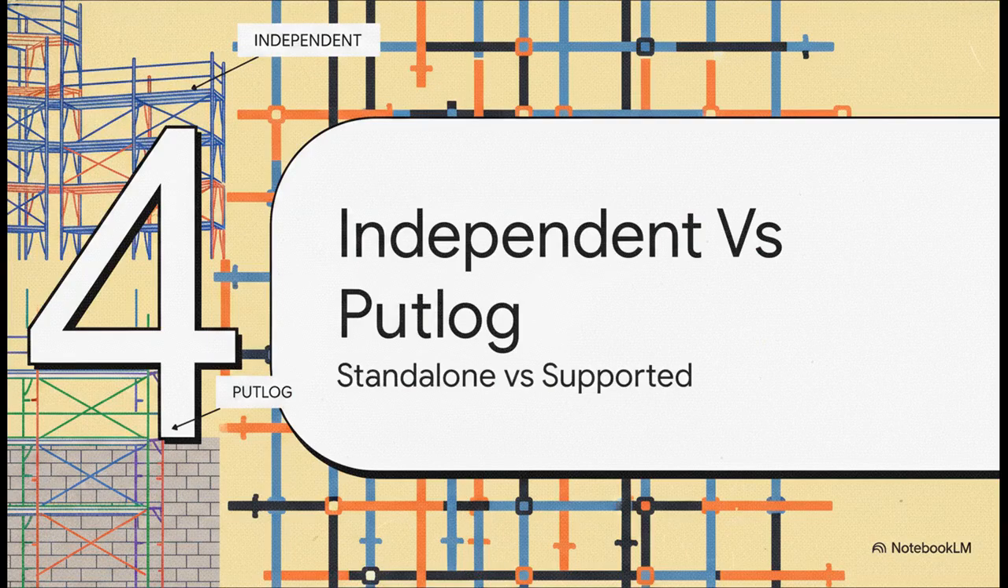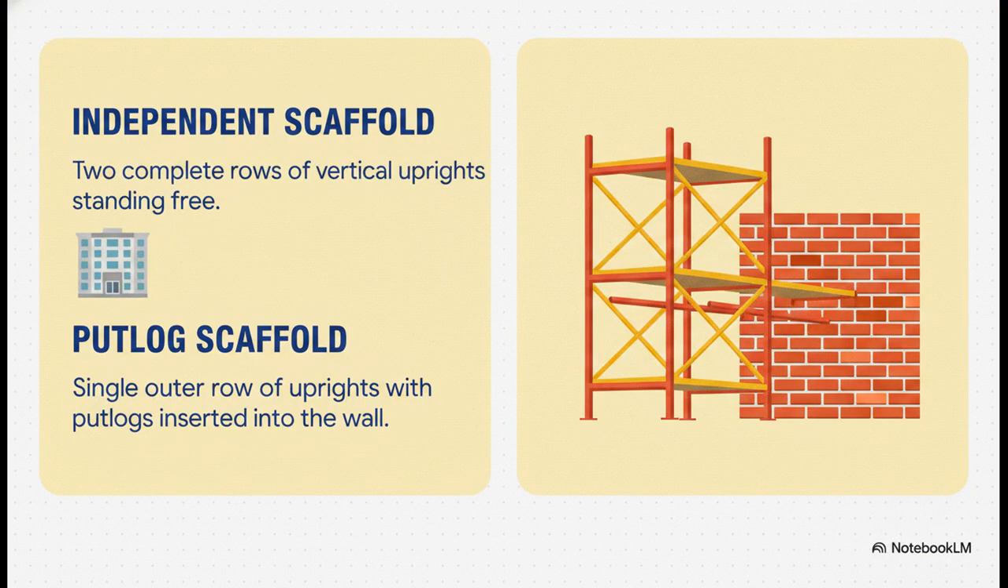Let's zoom out a bit for Section 4, Independent versus put-log scaffolds, standalone versus wall-supported. The crucial point here is how the structure actually manages its own weight. An independent scaffold, exactly like the name implies, has two full rows of vertical uprights. It stands essentially independent of the building structure. I mean, yes, it still needs to be tied for stability, but it carries its own vertical load entirely.